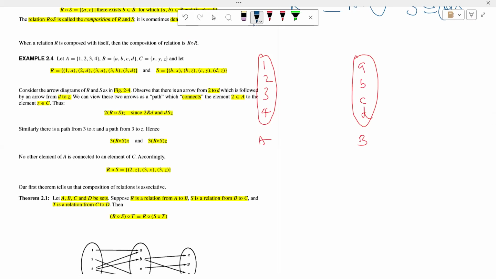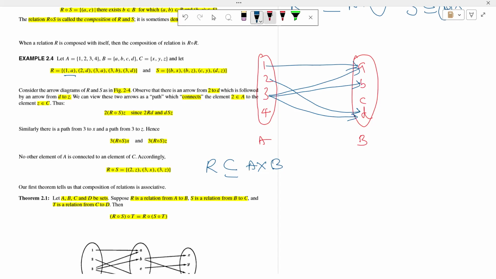The relation R is a relation from A to B, right? So R is a subset of A cross B. Now the first element they are telling is 1 comma a. Second element, 2 comma d. Third element, 3 comma a. Fourth element, 3 comma b. Fifth element, 3 comma d. Right? This is the relation R.